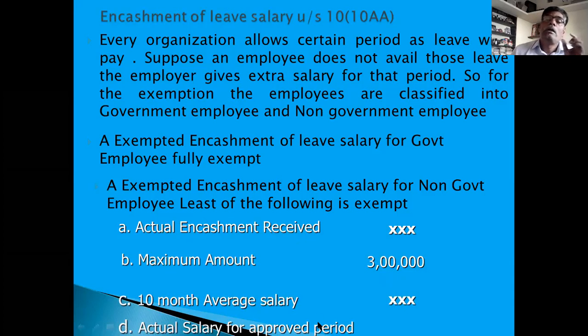And what is this leave salary as per the approved period? As per the actual period, what is the salary? Actual amount received, maximum 3 lakh, and 10 months salary. And fourth, you calculate the salary for the leave not used. That is the fourth point. Least of these is exempted, and the remaining part of the amount is taxable. This is the point you remember regarding encashment of leave salary.